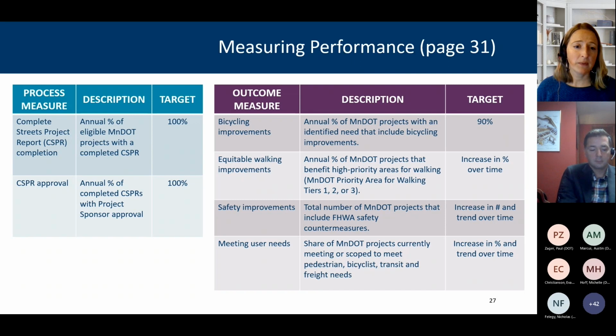And then safety improvements. There's safety countermeasures identified by Federal Highways, and also some overall project improvements that are important for MnDOT to track. So we have that included in the form. That's just an update to existing project improvements that we had been tracking before.